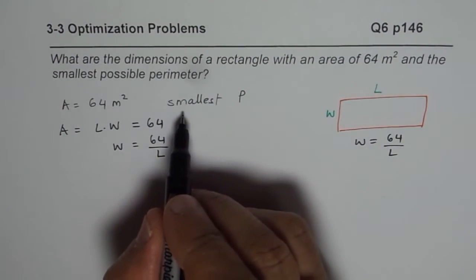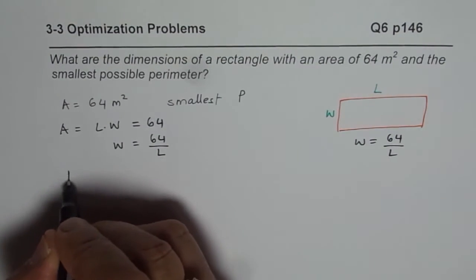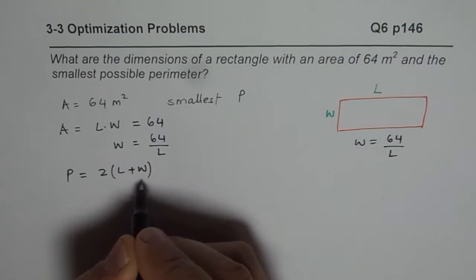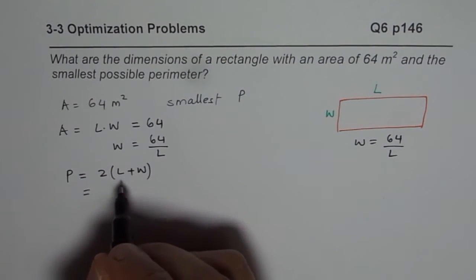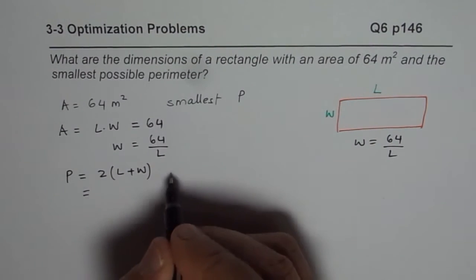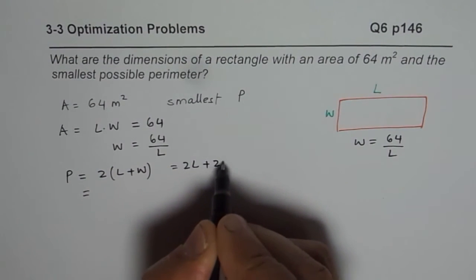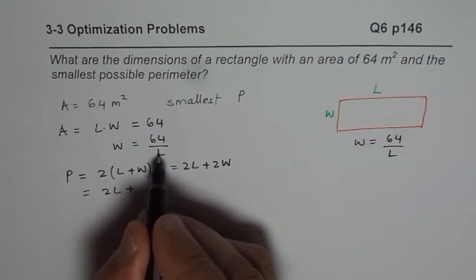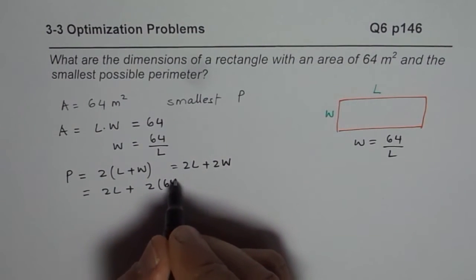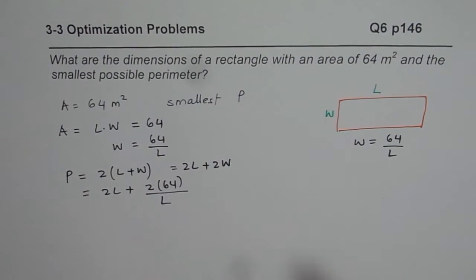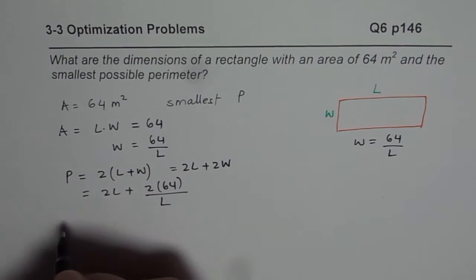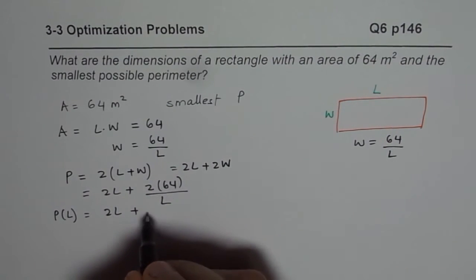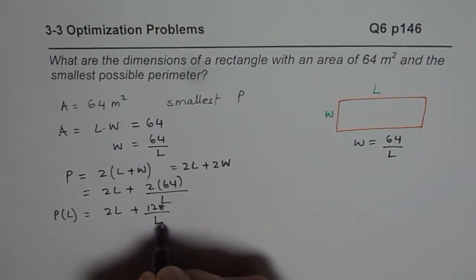Since we need to find the minimum perimeter, we'll write an expression for perimeter, which will be 2 times length plus width, right? Now in this particular case, let's open this bracket. So it is 2 times length plus 2 times width, right? So we have 2 times length plus width. We can write in terms of length. So we get just 2 times 64 over length, right? So we get an expression for perimeter here. So perimeter as a function of length is 2 times length plus, we can multiply this, 128 over L.